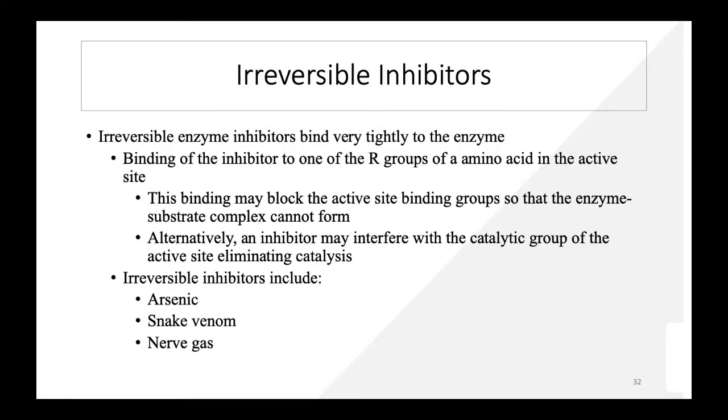Irreversible inhibitors include arsenic, snake venom, and nerve gas. Once they are in our body, our body just cannot do anything. If we have even a small nanogram amount of any of these, nerve gas, snake venom, arsenic, all the enzymatic reactions in our body will be instantly stopped, and we can't even help ourselves in order to save ourselves.